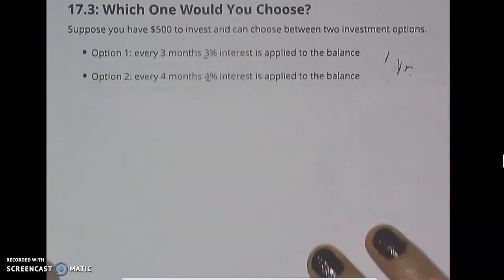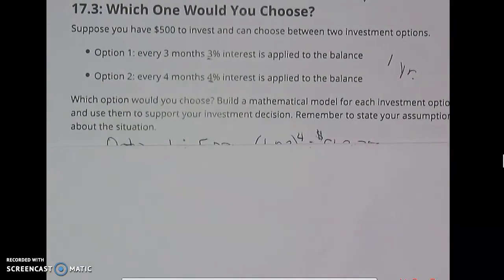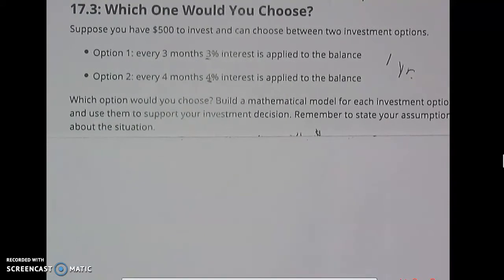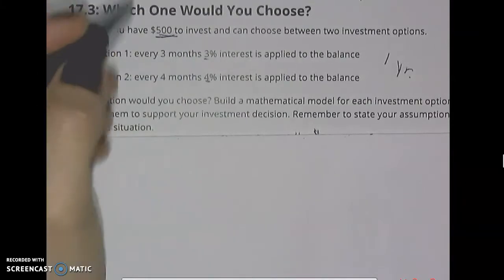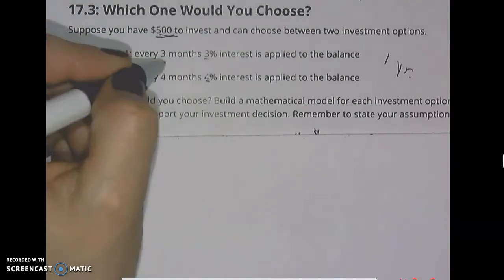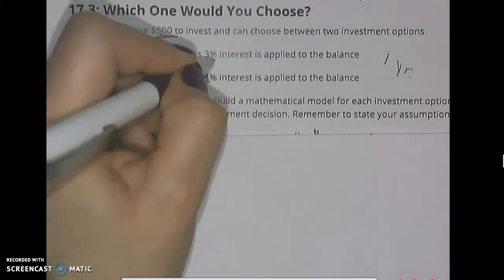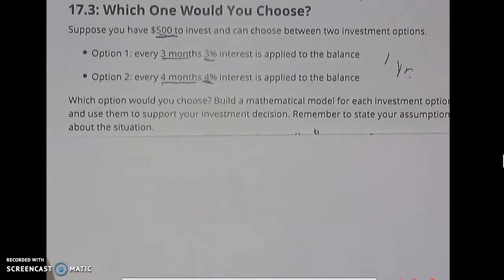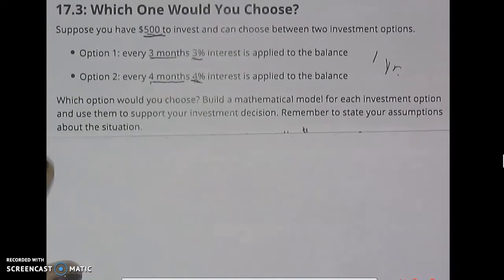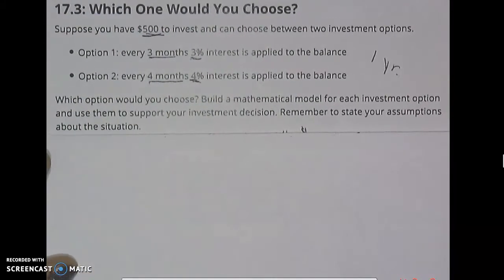All right, so here, which one would we choose? Let's talk about the situation first. So we have $500 to invest. We have two investment options. Say a bank is going to offer us 3% interest every 3 months, or we can have 4% interest calculated every 4 months. And we want to know which option we would choose.